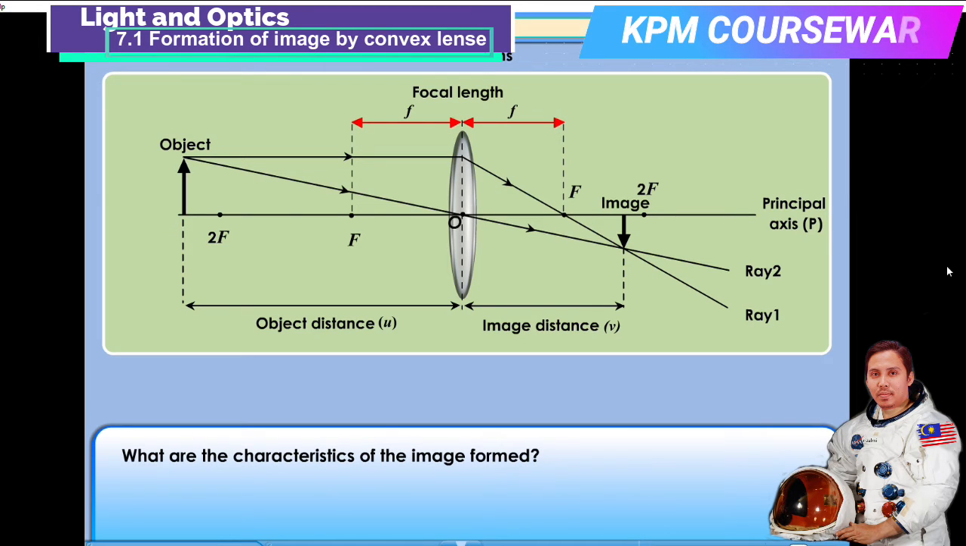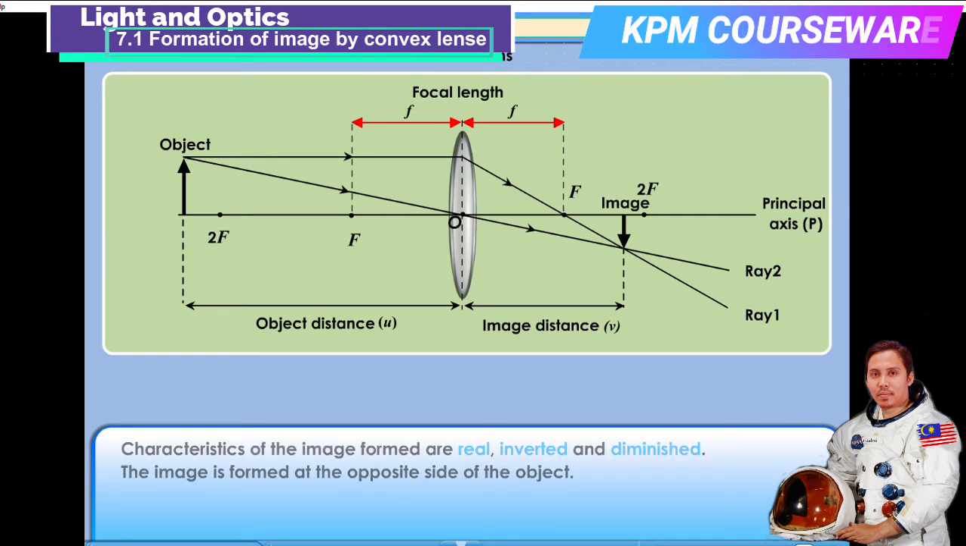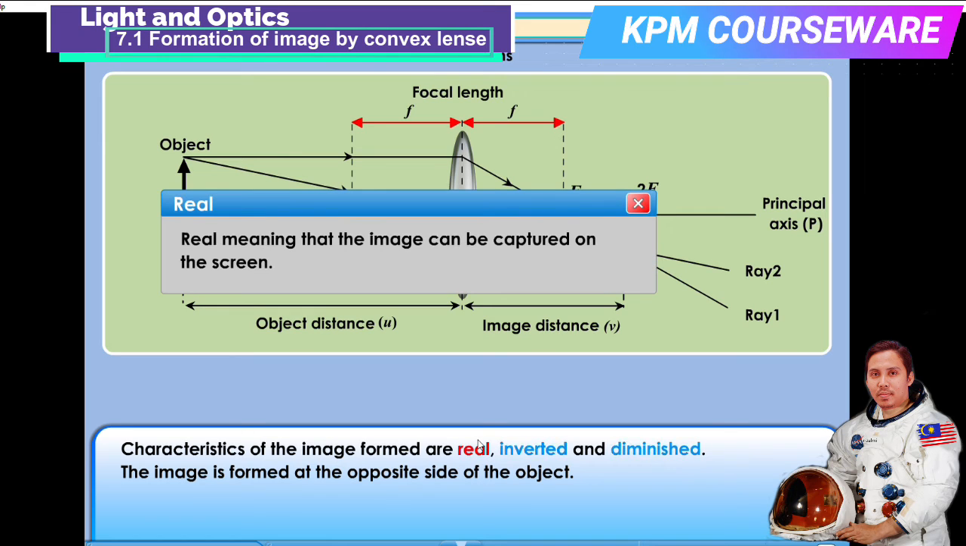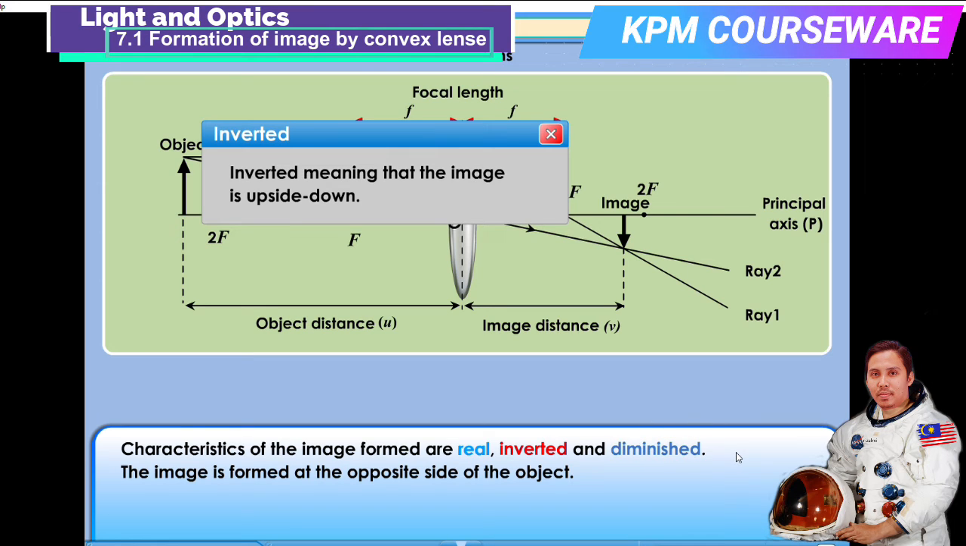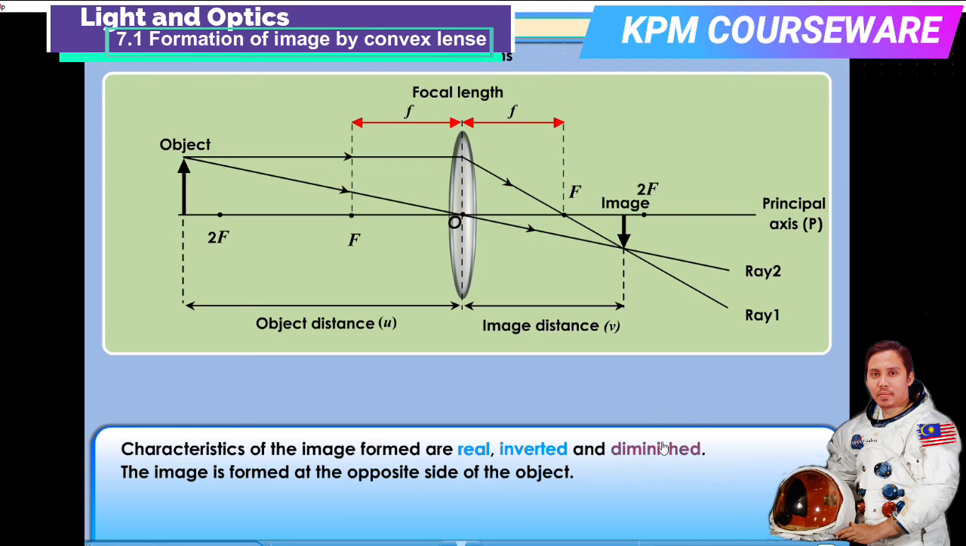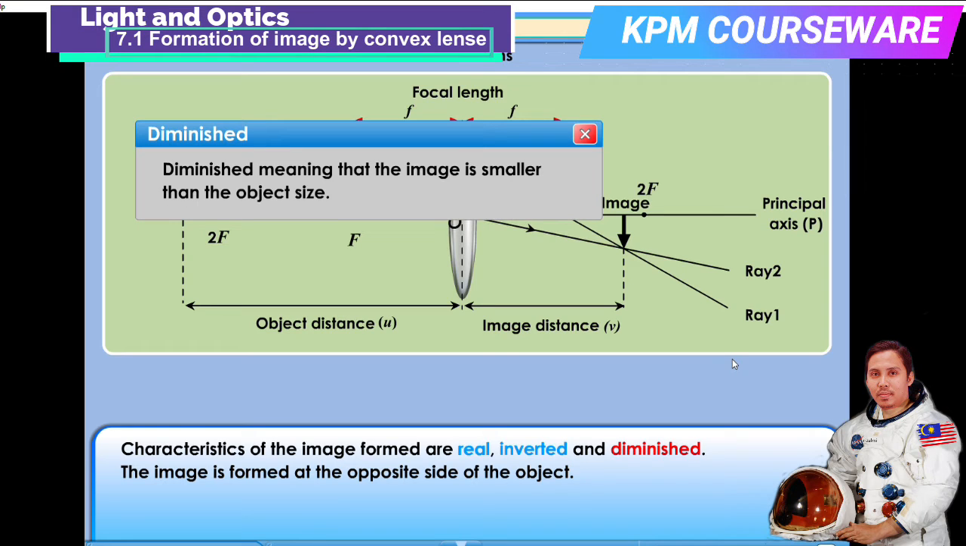What are the characteristics of the image formed? Characteristics of the image formed are real, inverted, and diminished. The image is formed on the opposite side of the object. Real, meaning that the image can be captured on a screen. Inverted, meaning that the image is upside down. Diminished, meaning that the image is smaller than the object size.